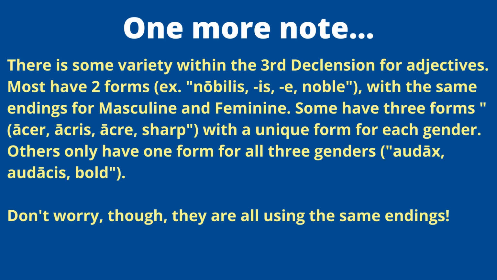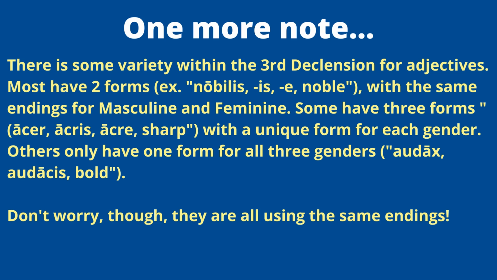Sometimes, though, there are three forms, like the adjective sharp, right? Acer. You have acer masculine, acris feminine, and acre neuter. Those are three distinct forms in the nominative singular. So that's why I said most of the time, masculine and feminine are the same. It's not always. And sometimes you only have one.